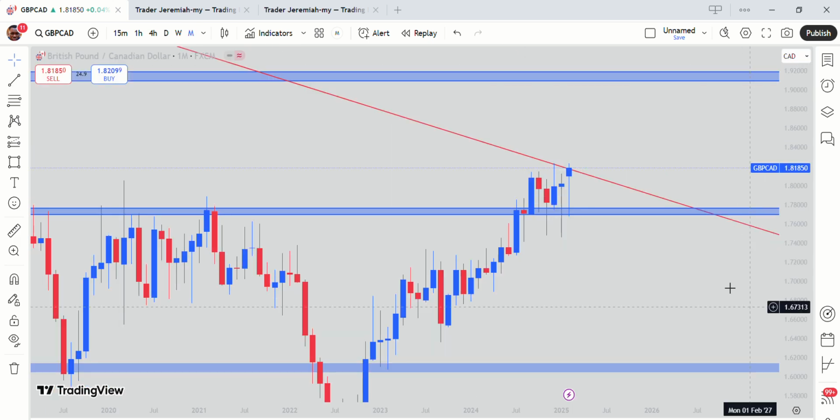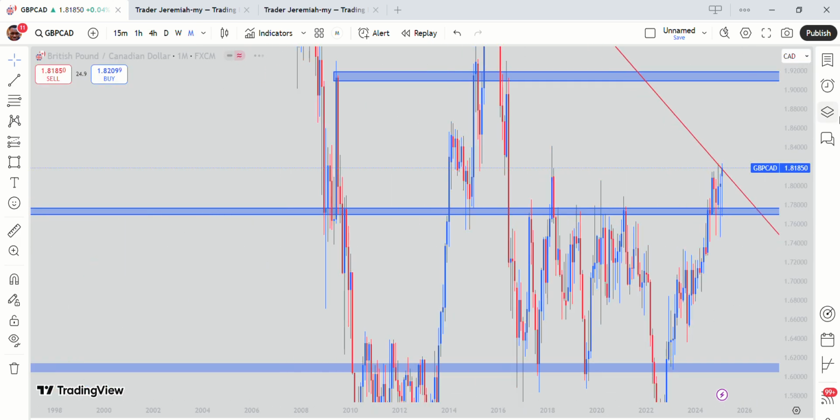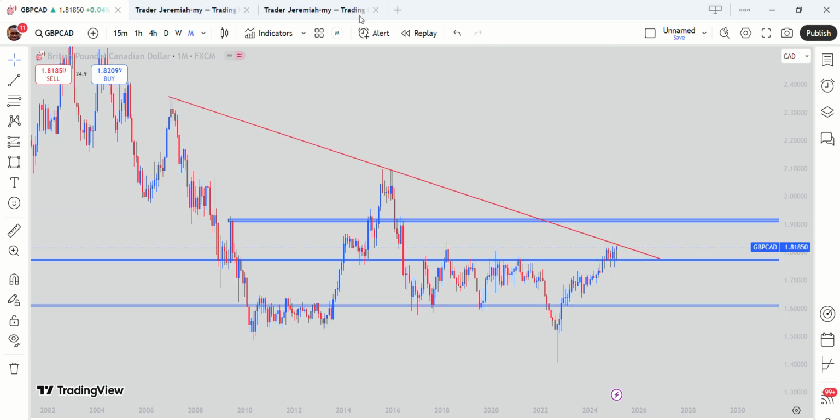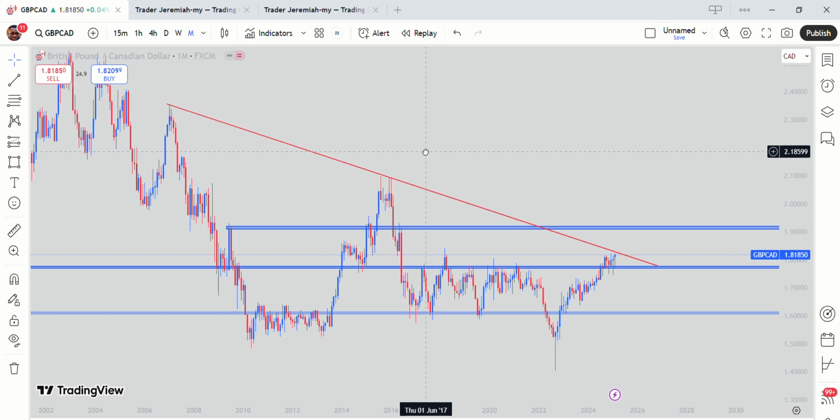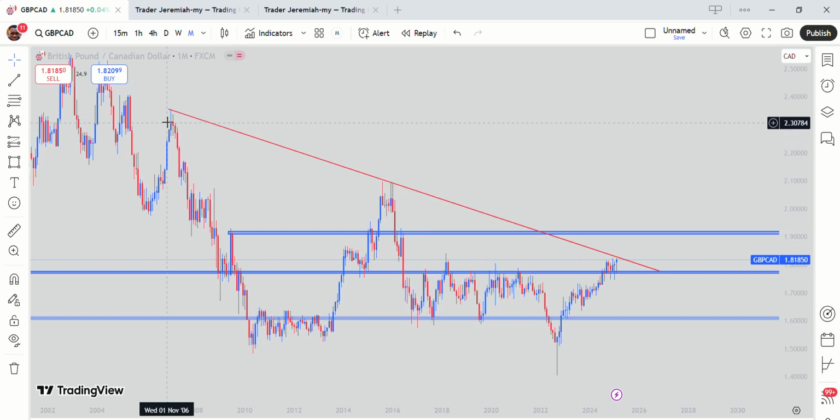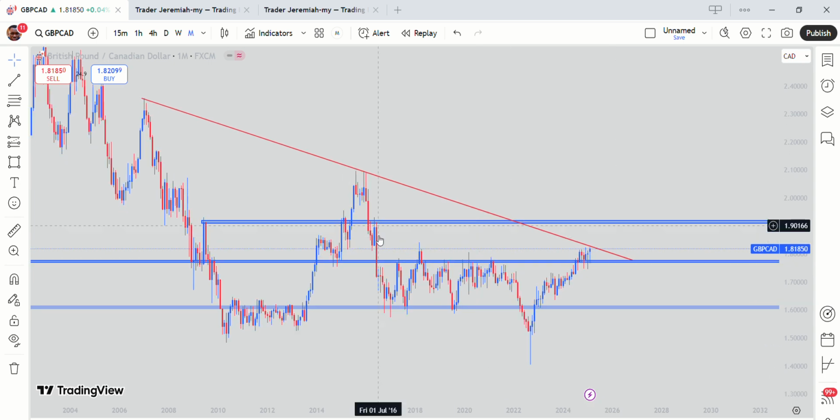So the direction of the market on the higher time frame, like I always say. On the monthly time frame on GBP CAD, price was trending to the downside. So this was a lower high, lower low, lower high, lower low, and a lower high at this region. So on the monthly time frame, the direction of the market is to the downside.